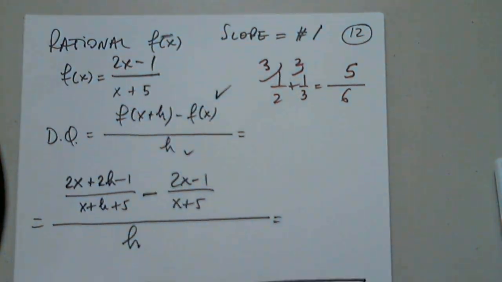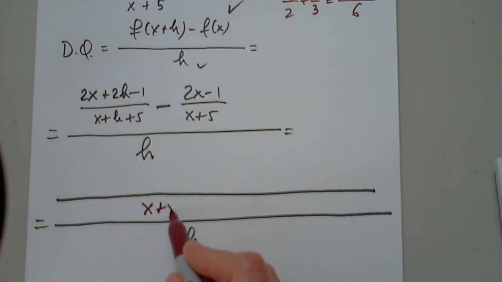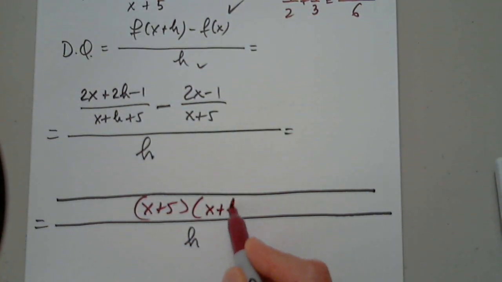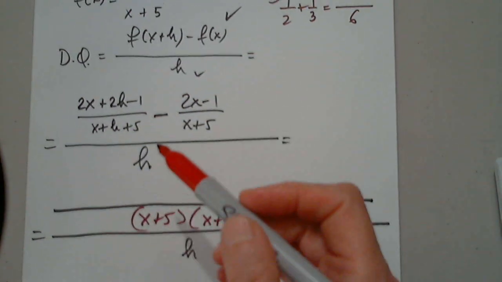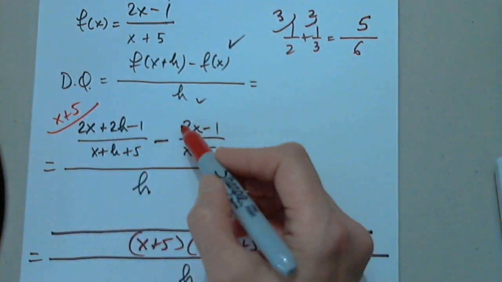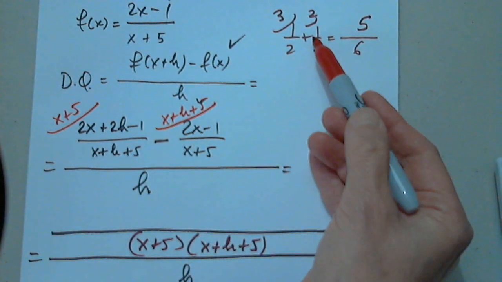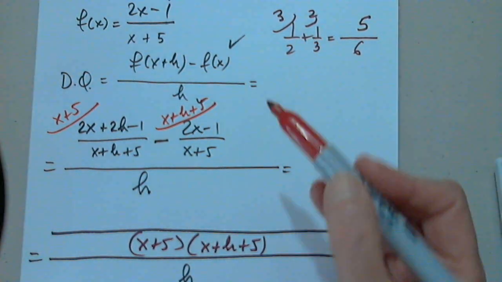So let's come back here. Do the same thing, multiply the bottoms. Very good. So x plus h plus 5 and x plus 5 have nothing in common, so we have to multiply them. Awesome. It's like 2 and 3. So the numerator has to be multiplied by x plus 5, and then this numerator has to be multiplied by x plus h plus 5, exactly how I presented here.